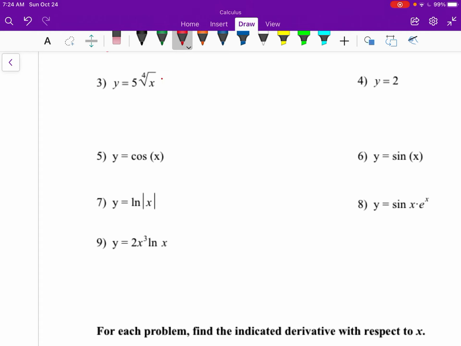This one, similar to number 2 in that we want to rewrite this. This is going to be 5, and then this radical, this is an x to the first, so the 1 goes in the numerator of the exponent, and then the root goes in the denominator of the exponent. And now we use the power rule. So we have dy dx equals, the 1/4 comes out front, so it's going to be 5/4 x, and then we subtract 1 from that 1/4, and you get 3/4.